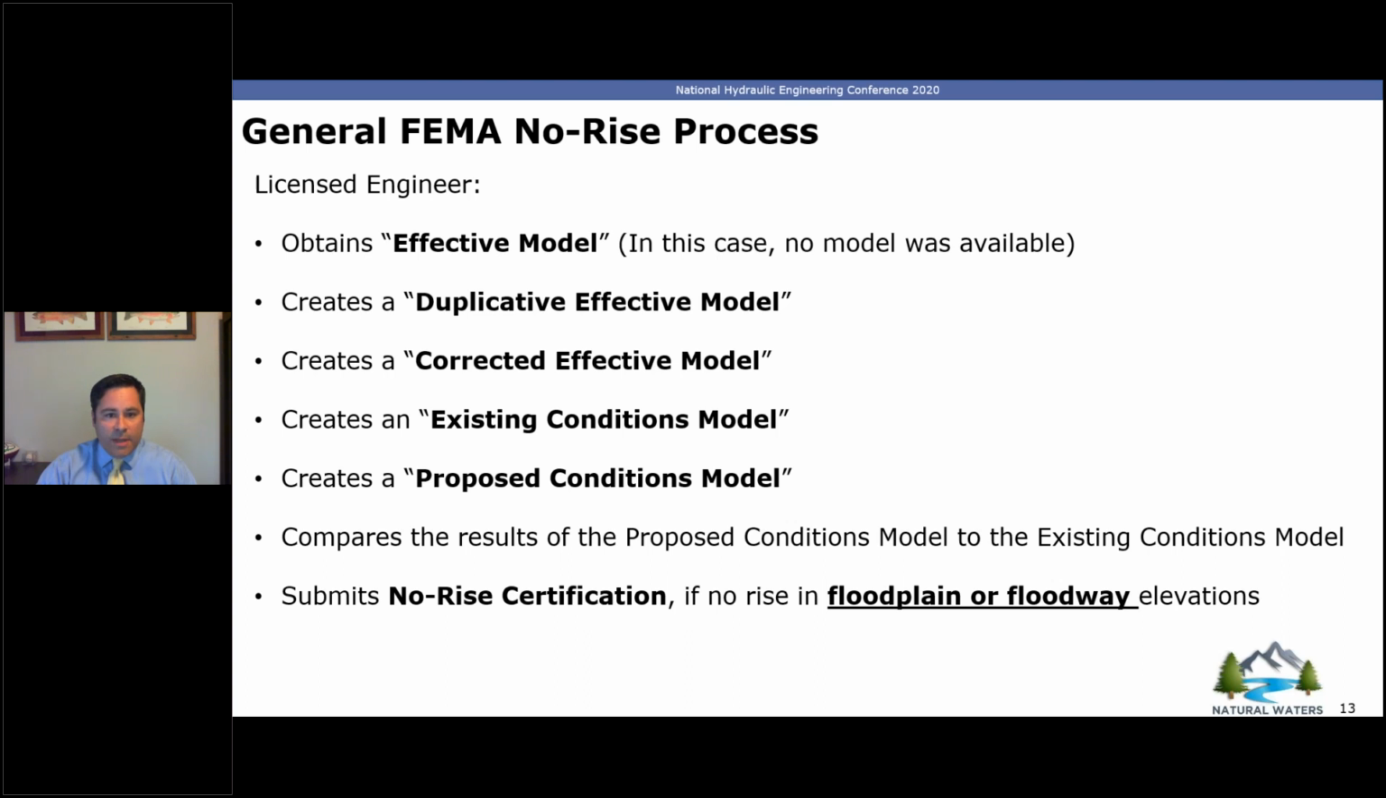You would then basically subtract the proposed conditions from the existing conditions, and that's what you'd be utilizing to assess that no-rise. And if you have a no-rise in both the floodplain and the floodway, then a no-rise certificate can be filled out and sent into the local floodplain manager. And I guess that is an important note. When you are doing a no-rise process, one of the benefits is it can be more streamlined in that you're not typically having to work with FEMA. Everything would be through the local floodplain manager.